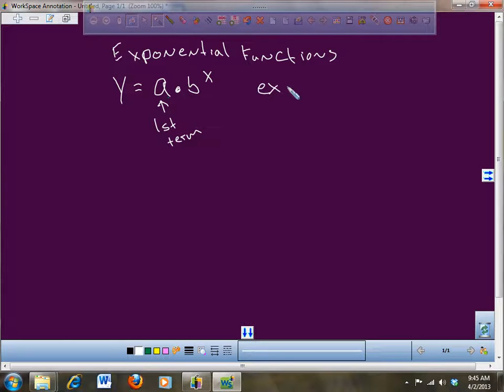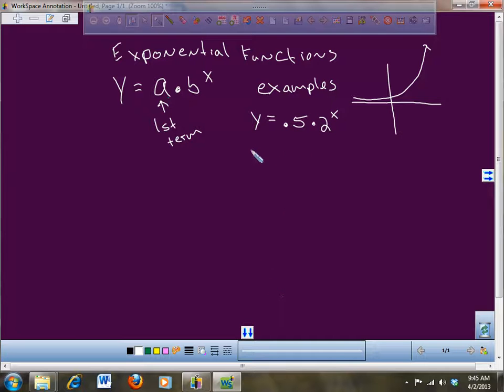So some examples of some exponential functions are y equals 0.5 times 2 to the x. So that's a 0.5 or 1/2 times 2 to the x. And if I were to graph that exponential function, we're going to learn how to graph a couple. Exponential functions don't look like straight lines. They look like things that go up fast like that.